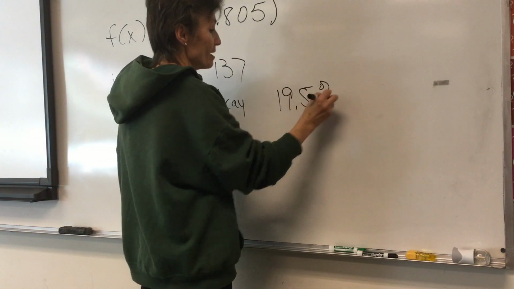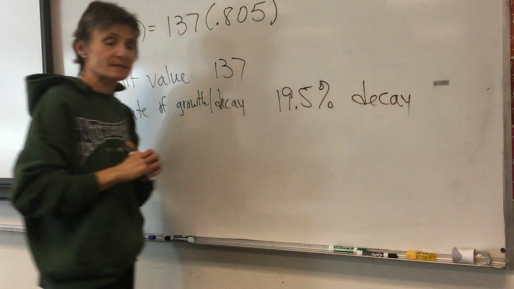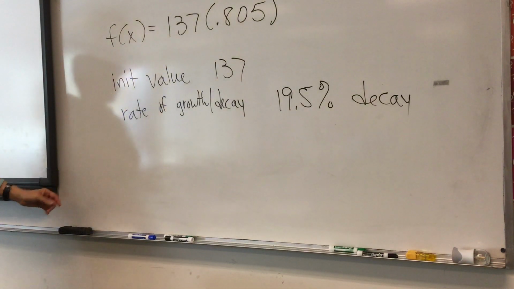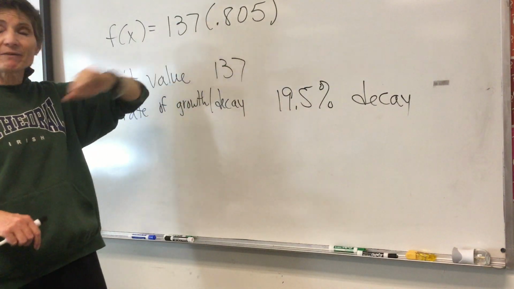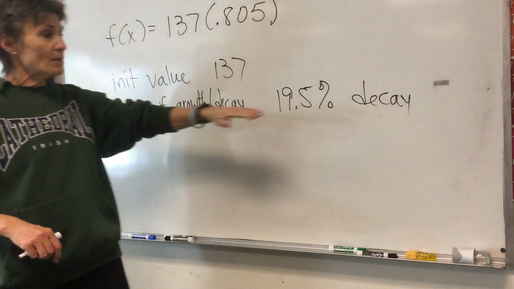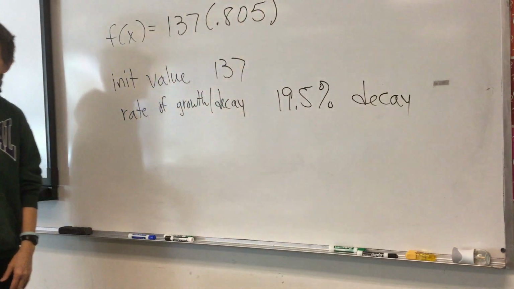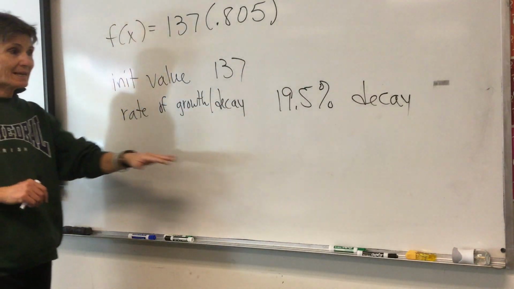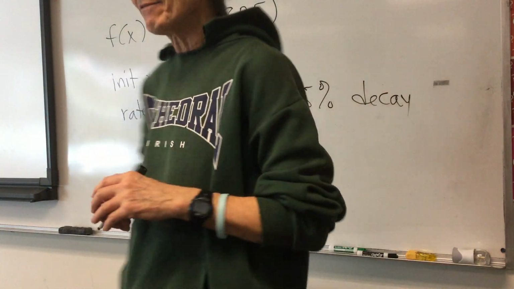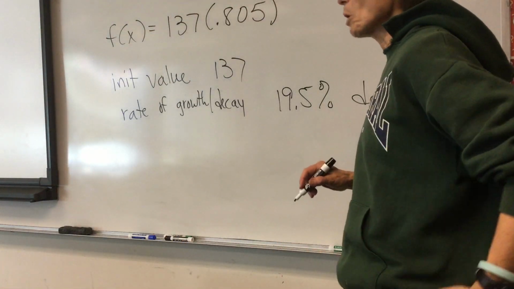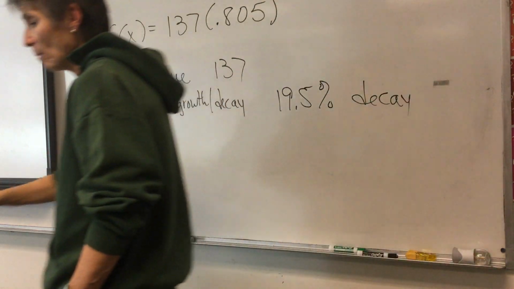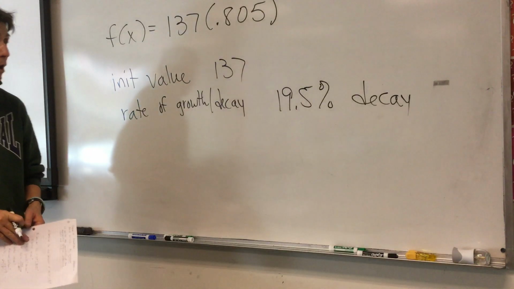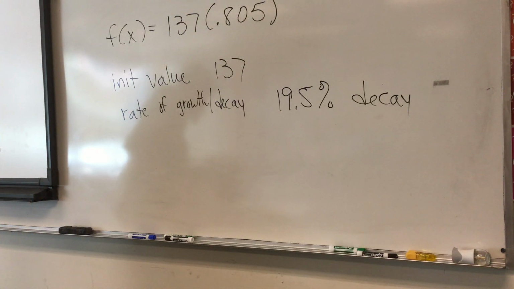19.5%. We talked about this a lot when we did those discount problems. If you're multiplying by 80.5%, then you're losing the other 19.5%. That's gone. So you are decaying 19.5%. Your rate of growth and decay is simply how much more than 1 or how much less than 1 you are. We have a couple of those in our notes coming up today, I think.